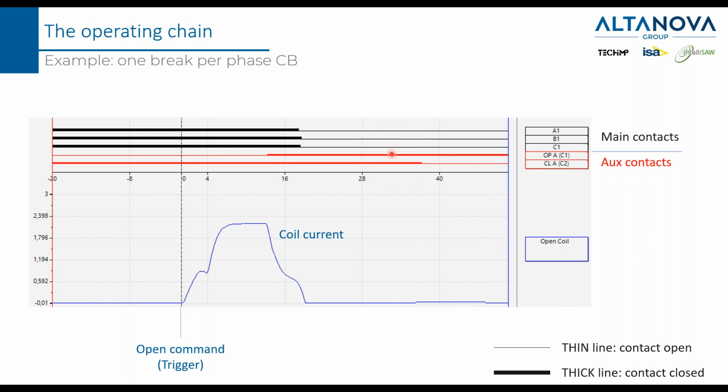So when it is closed, it is a confirmation of that status. So the auxiliary contact that must inform the substation about an open position becomes closed when the breaker is open. That's why this auxiliary contact is closed when the main contact is closed.